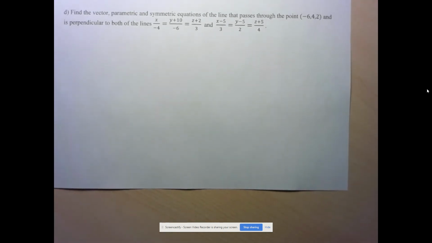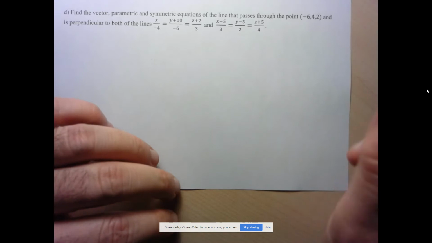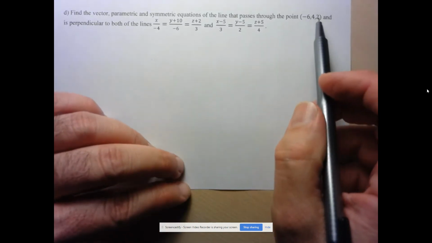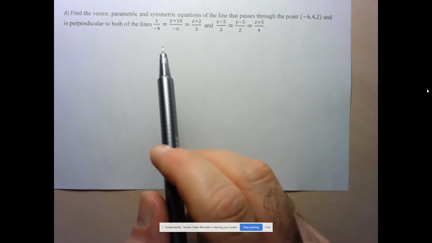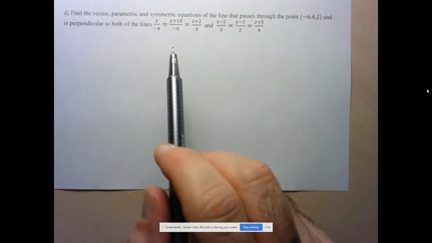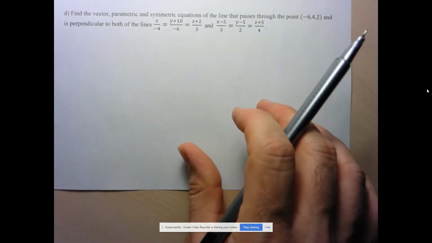So we're going to take a look at the last question on the worksheet. It says find the vector, parametric, and symmetric equations of the line that passes through this given point and is perpendicular to both of these lines. All right, so a little more complicated than the other ones that we've seen.